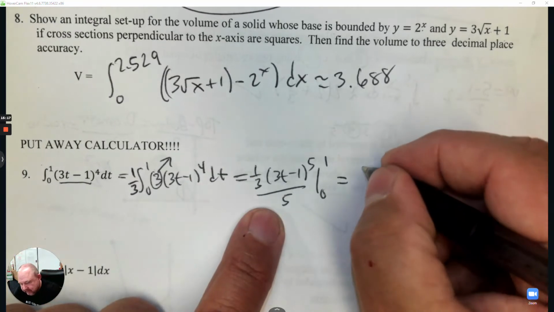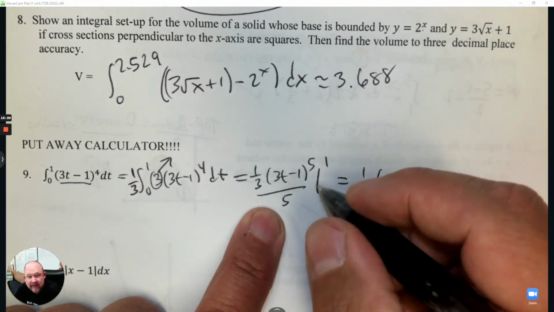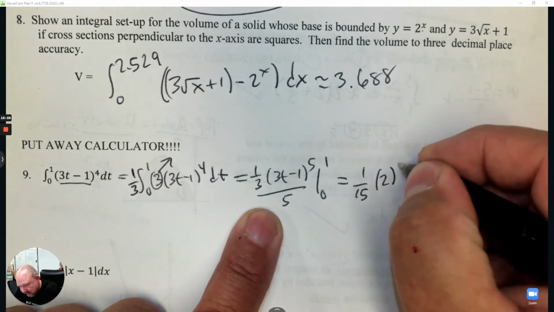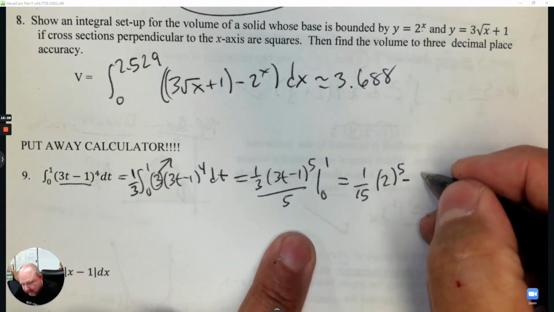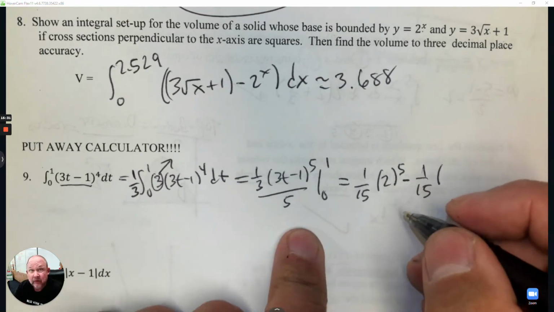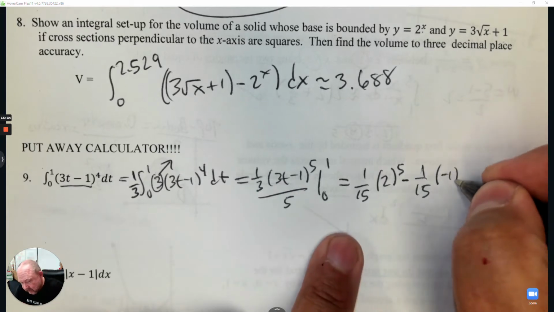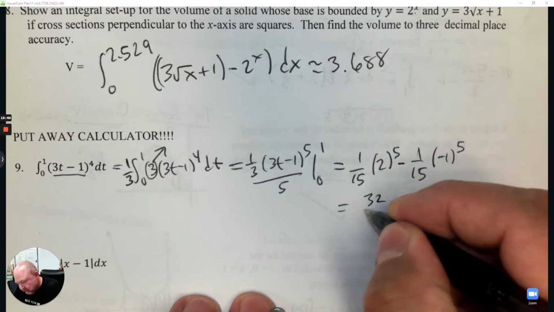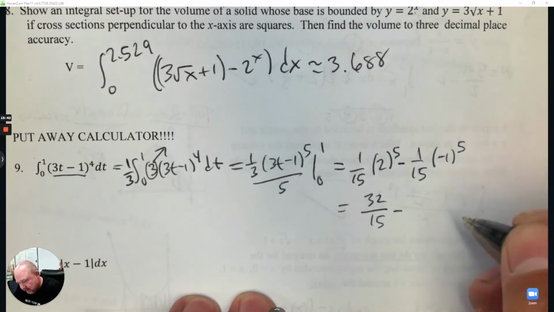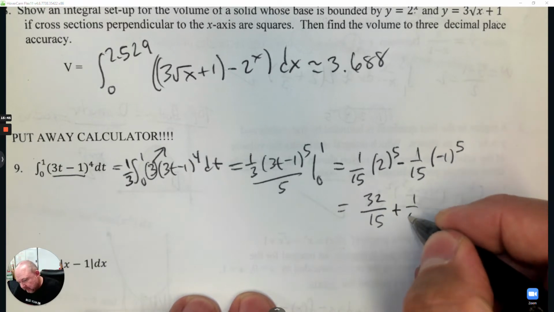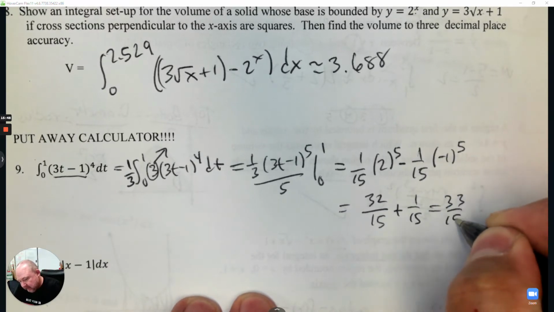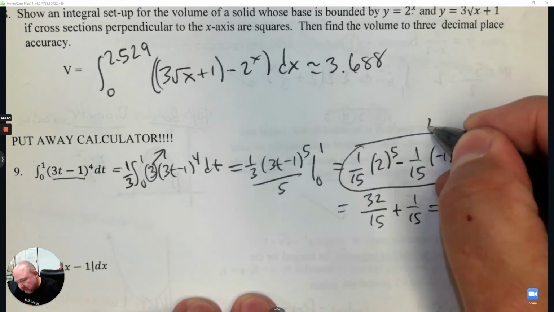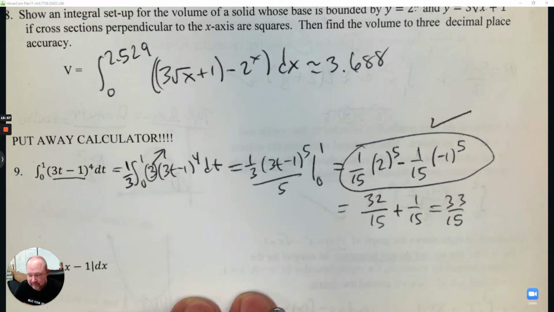So this is 1 over 15. I'm going to plug 1 in. So 3 times 1, take away 1, that's 2 to the 5, minus. Again, it's 1 over 15. I'm going to plug in 0 now. That's negative 1 to the 5. And if I put this together, it's fine. 2 to the 5 is 32 over 15 minus, now 2 negatives will make that plus 1 over 15. So altogether that answer is 33 over 15. You can actually leave the answer like this for full credit if it's not multiple choice.